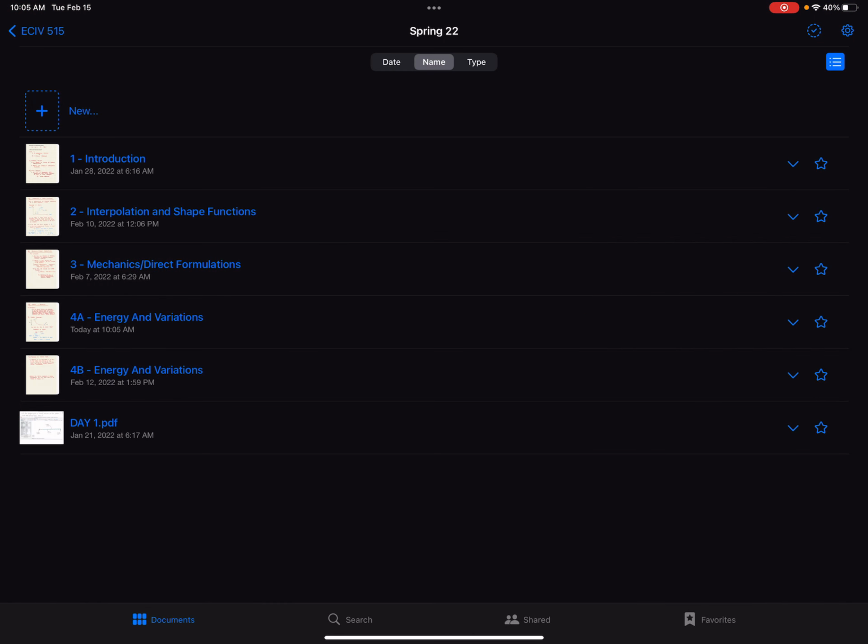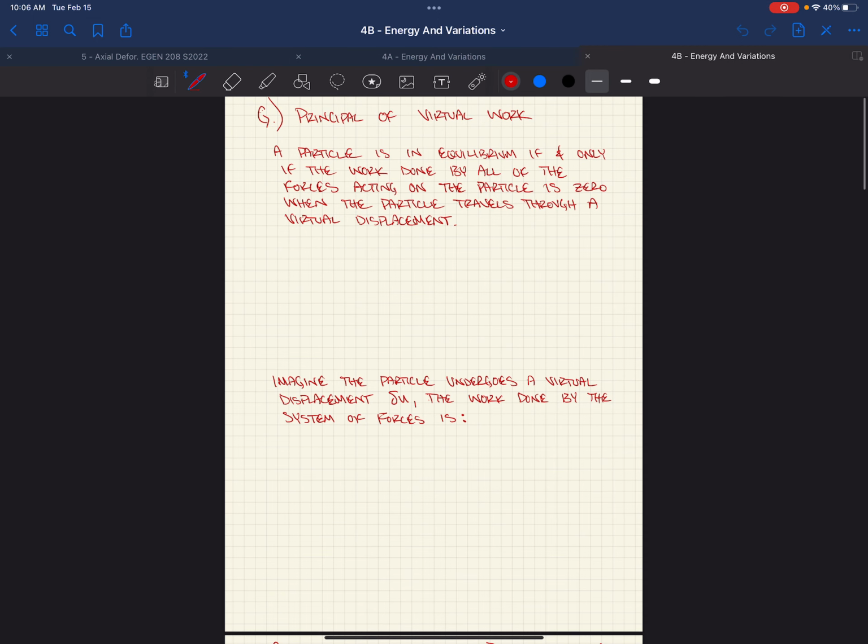We're going to jump into our second note sheet here, 4B, the second part of energy and variations. Well, we have this principle of virtual work. What it's saying is a particle is in equilibrium if and only if the work done by all of the forces acting on the particle is zero when the particle travels through a virtual displacement.